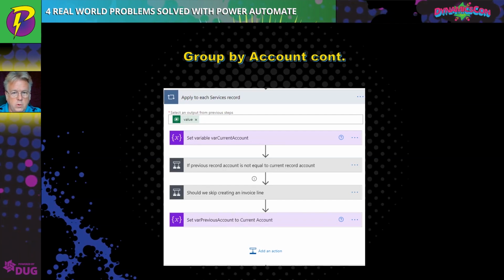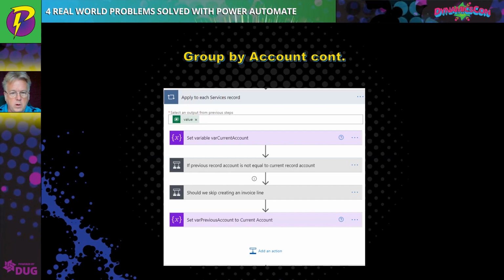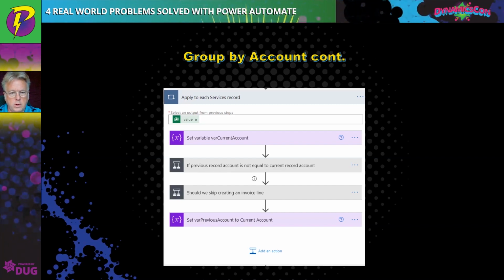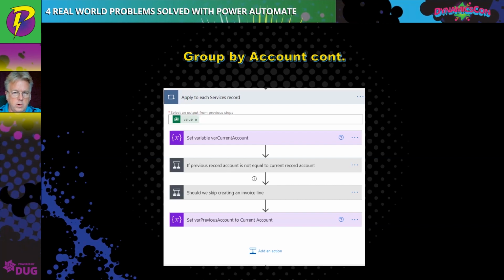This loops through all those services that we brought back from the list action. You'll see we have a couple of variables we're setting in here. These help us maintain which is our current account and which is an account from a previous record. This helps us determine when the account changes and we need to start a new invoice.